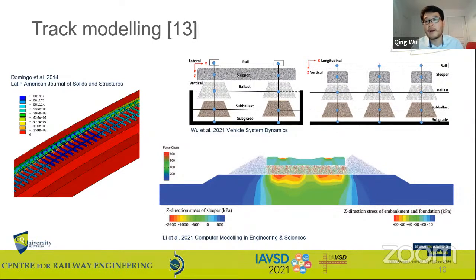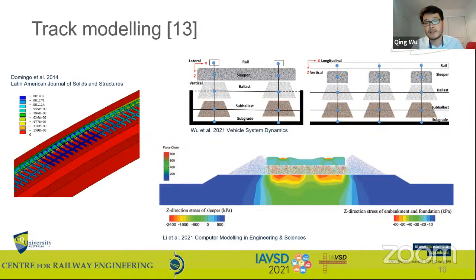but I would say a better way would be to consider some dynamics in the vertical direction, because the friction, the resistance between sleepers and the ballast, can be changed by the vertical force. Oftentimes it's also a dynamic process, like your vibration can change the friction in the fastening system as well.